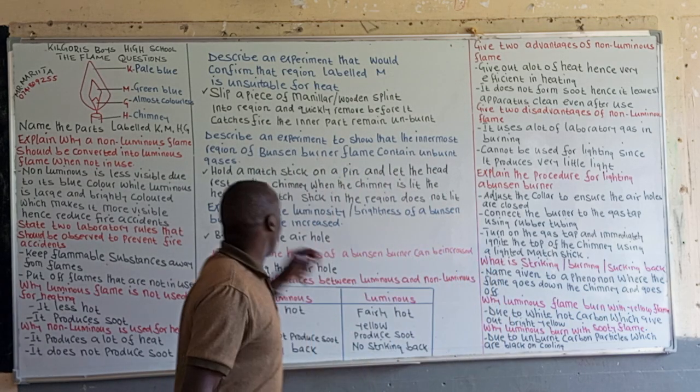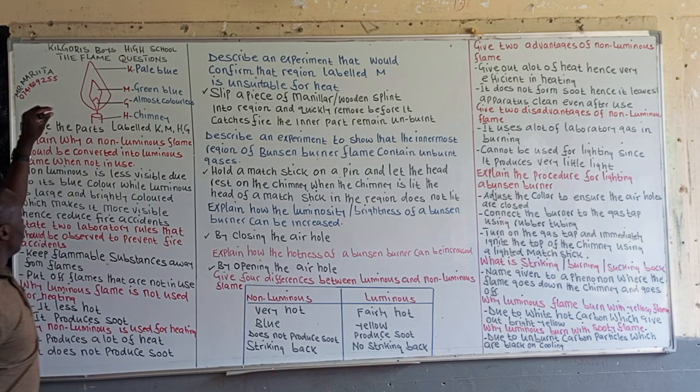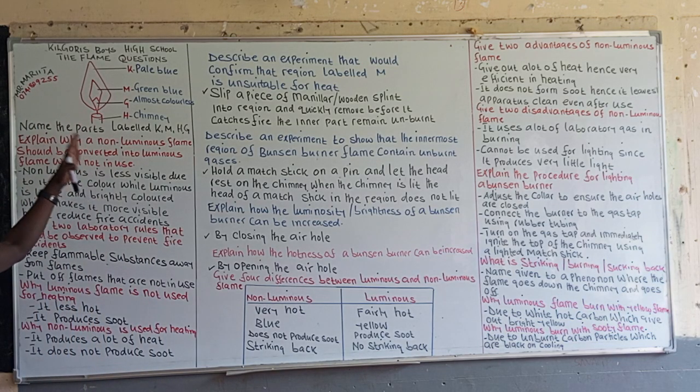Those are the three parts of a non-luminous flame. Then a luminous flame normally has four regions.